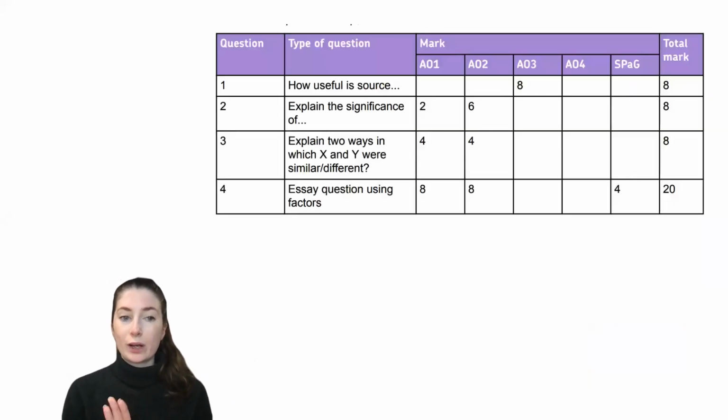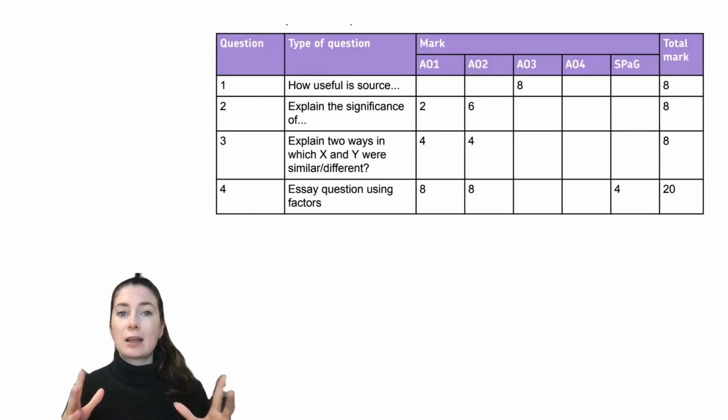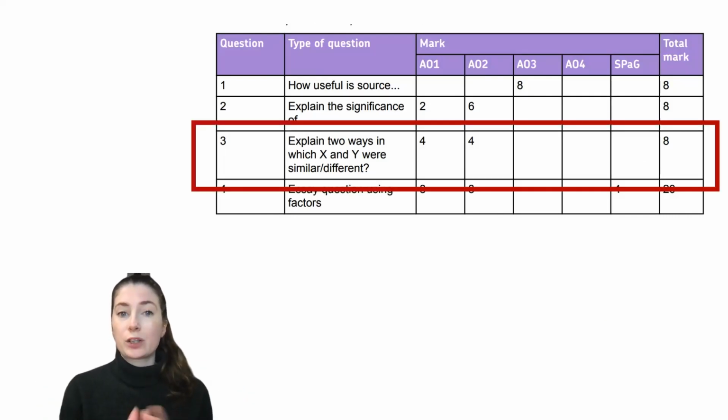So there are 4 questions in this exam, in this topic, and I am going to go through today question number 3, which is explain 2 ways in which X and Y were similar / different.